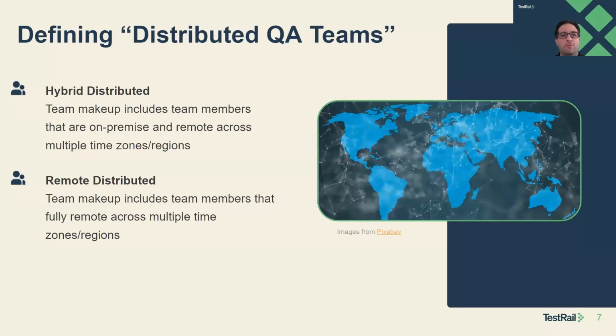So we'll talk about distributed models first. And what I mean by distributed, I break down into two ways: hybrid distributed and remote distributed. Hybrid distributed is a team makeup that would include team members who are on-premise and also remote, across multiple time zones and regions. Note how I'm saying they may not be specific to a time zone or region. They're just hybrid distributed: they may be in an office, but some may be remote, and then they're all distributed amongst that kind of work model. The other side, remote distributed, would be a team makeup that includes team members that are fully remote.